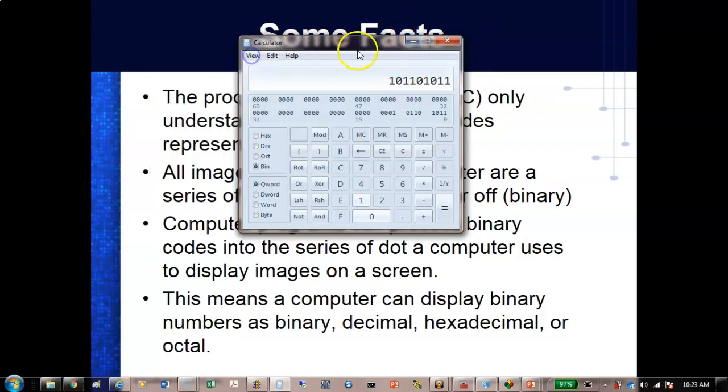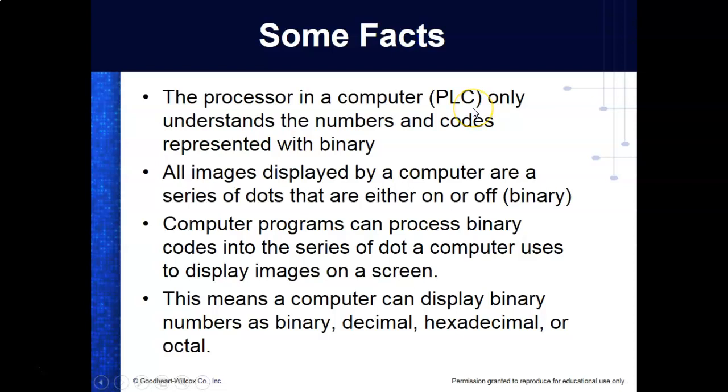So with your Windows calculator, you can look at all these different bases that we'll be dealing with this semester. Octal we don't use much anymore, but this was the first high-level numbering system that PLCs used to represent large binary numbers. So every PLC that I've dealt with for years, even brand new ones, still supports these. The primary ones, of course, are decimal, hex, and binary. We'll get into those when we get into different functions. This means the computer can display binary numbers as binary, decimal, hexadecimal, or octal.